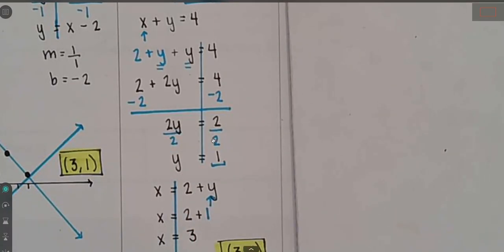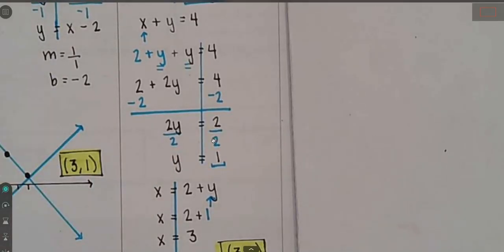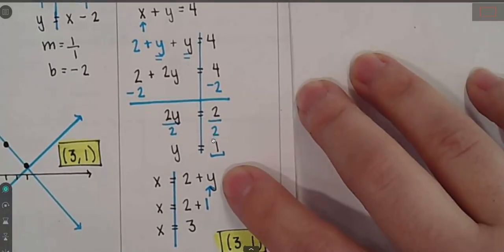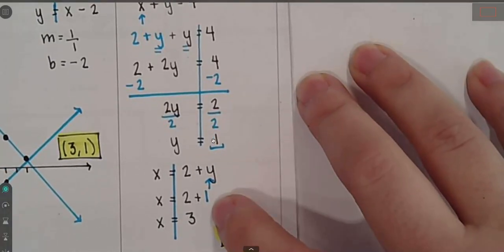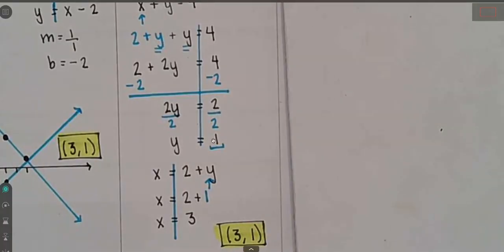So basically, you want to isolate one of your variables. Solve for one of your variables. Take that expression and plug it into the other equation. And in doing so, you are going to eliminate one of your variables, and that makes it possible to solve for a number answer. Now that we have a numerical answer, you can plug it into either equation. I chose to plug it in for this one. So I plugged 1 in here. 2 plus 1 is 3. So my answer, once again, is 3, 1.